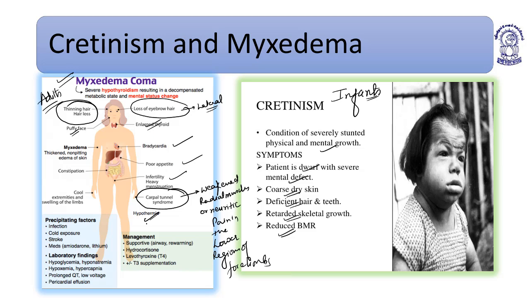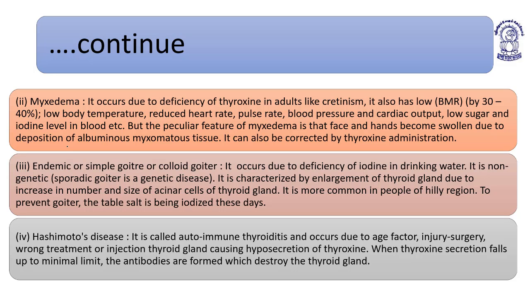Hypothermia, body temperature decreases, cool extremities and swelling of the limbs, constipation. In myxedema, there is thickened and non-pitting edema of skin. Pitting edema is seen in renal failures. So these all are the different characteristics of myxedema and cretinism. Myxedema occurs due to the deficiency of thyroxine in adults, like cretinism.